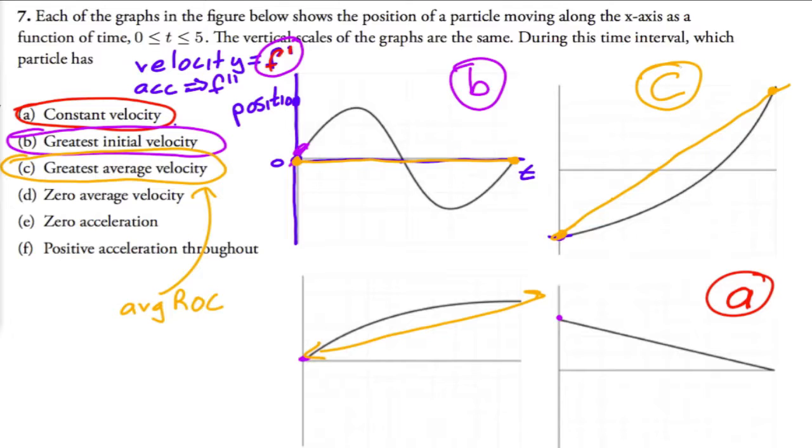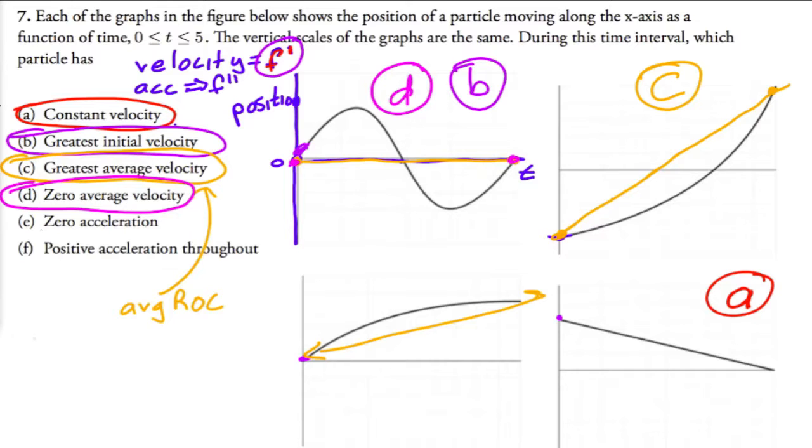Okay. Now, which one has zero average velocity? Well, we just talked about that. And it would have to be this one right here. This one has zero average velocity. So this one satisfies D.